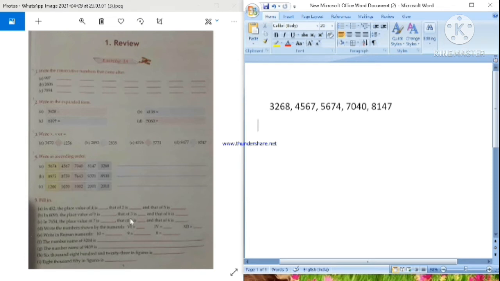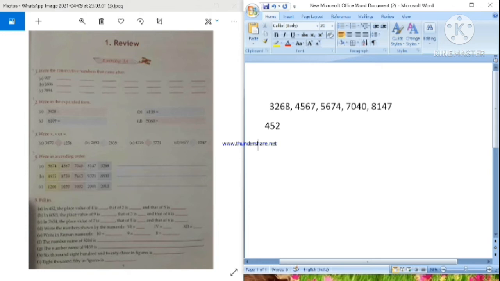In the first one it is asked that in 452, the place value of 4 is this. 4 is what, that of 2 is what, and that of 5 is what. So the place value of 4, let us check where it is. If you will see, 452 is given.